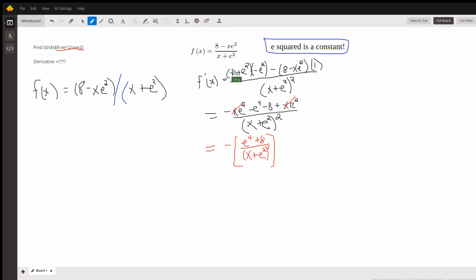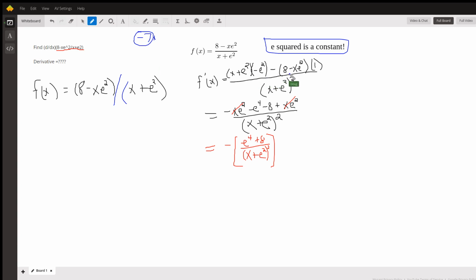So the quotient rule says denominator, there's the denominator, times the derivative of the numerator. Now the derivative of the 8 is 0. And this is like, what's the derivative of minus 7x? It's just the numerical coefficient of the x. So that's where we get this minus e squared.